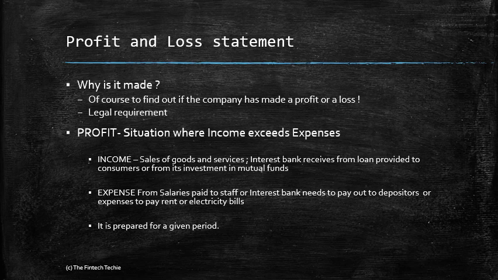An important thing to note is that a profit is for a given period, which means, for example, the P&L statement for the period April 1, 2019 to March 31st, 2020 is so and so. So that is a from date and a to date for a profit and loss statement.